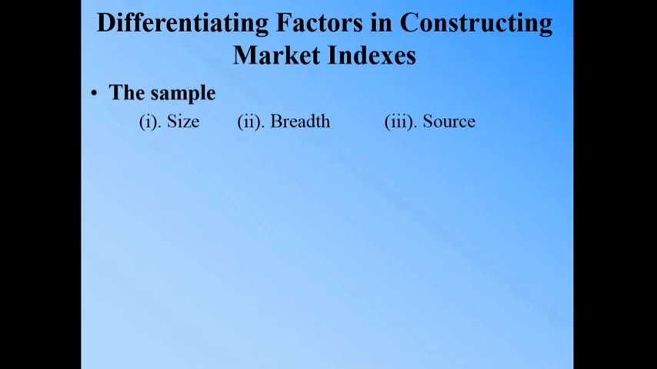So indexes can be different in terms of the number of companies included. The breadth means how much of the total companies listed on a stock exchange are being included, and from which sources those companies are being selected.